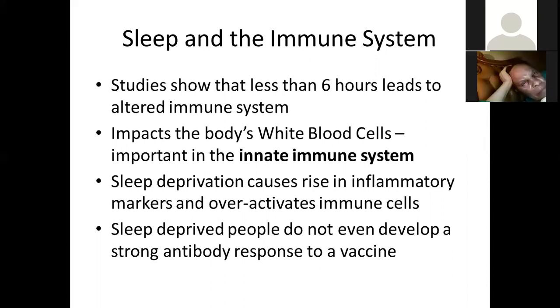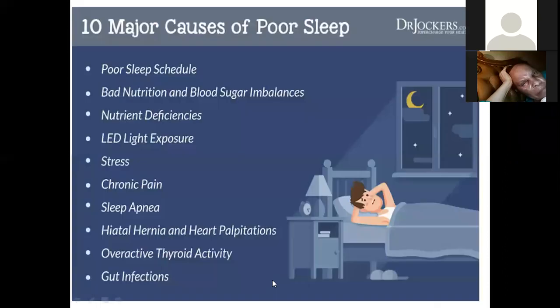And then sleep deprivation causes a rise in inflammatory markers, and it also leads to overactivation of immune cells. That's exactly what happens when there is an infection, in other words, or something really irritating the body. And so sleep deprived people do not even develop a strong antibody response to a vaccine. I thought I'd put that in there for your interest, because I've mentioned in the past that you need a strong immune system for a vaccine to work.